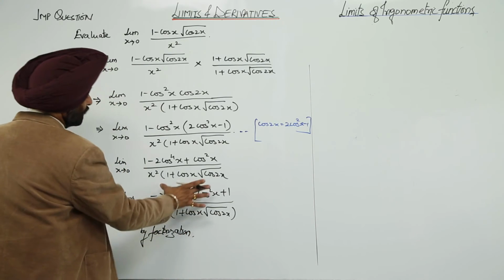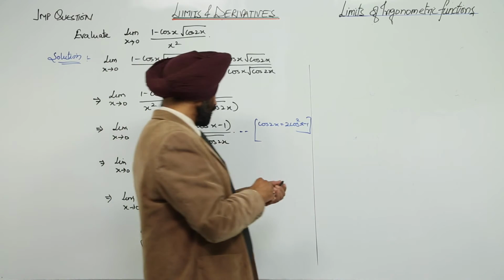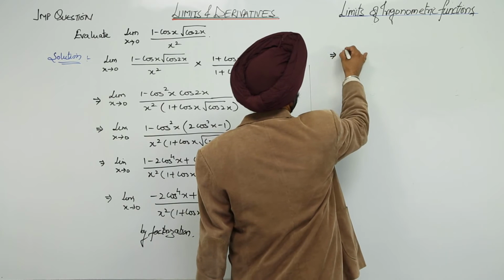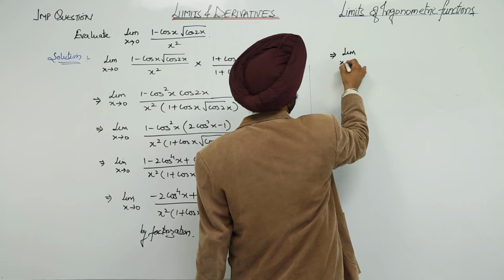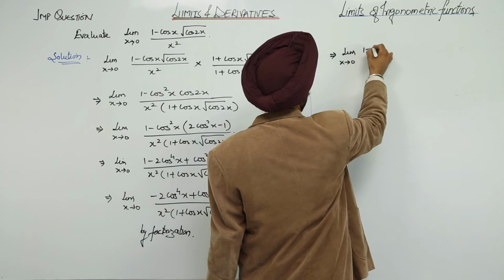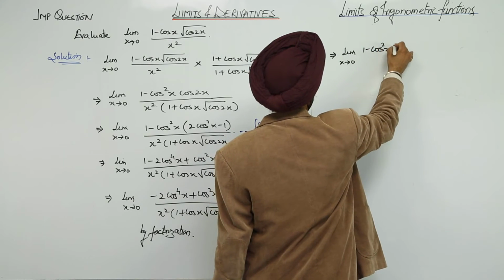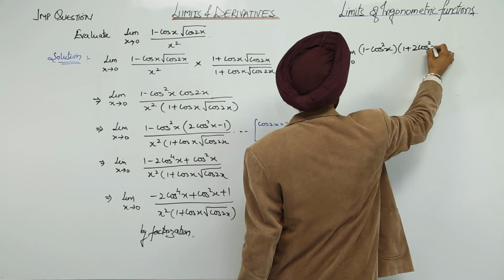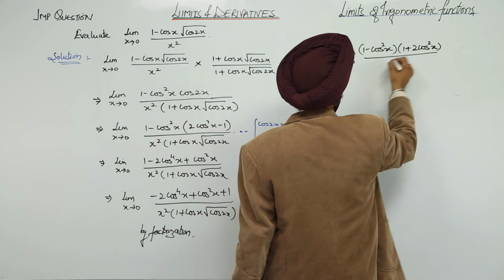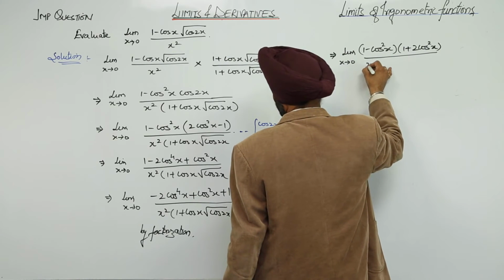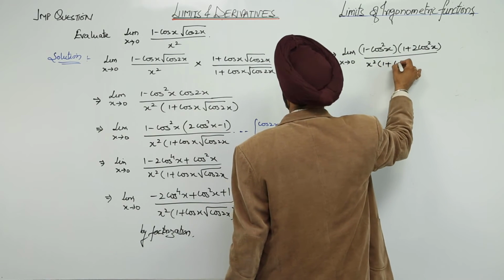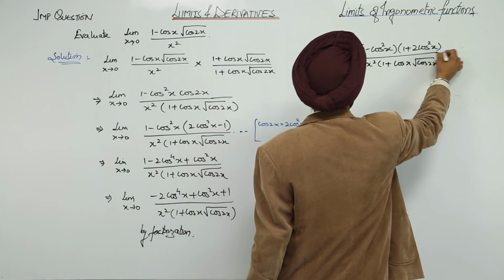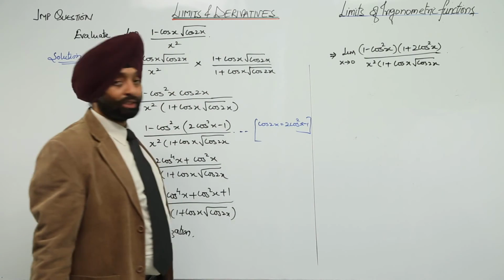Now, by factorization, we are going to factorize the upper part. Okay. So, after factorization, what we will be having? We will be having limit x approaches to 0, 1 minus cos square x and 1 plus 2 cos square x upon x square 1 plus cos x square root of cos 2x. Okay. Up to here it is okay.